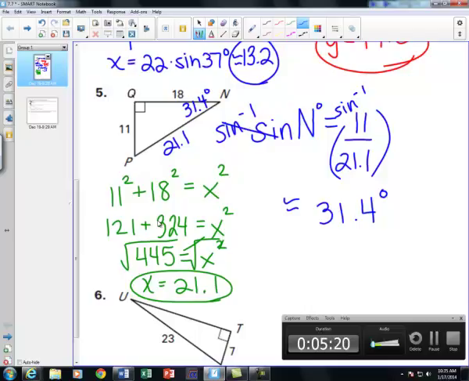Well, now that's easy because once you know two of the angles, we know that in a triangle, the angles always add up to 180 degrees. So just subtract 90 and 31.4 off of 180, and angle P has to be 58.6 degrees. Now I have all three angles, I have all three sides, and I'm done. I've solved the right triangle.